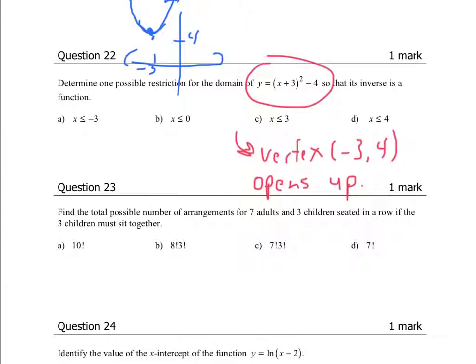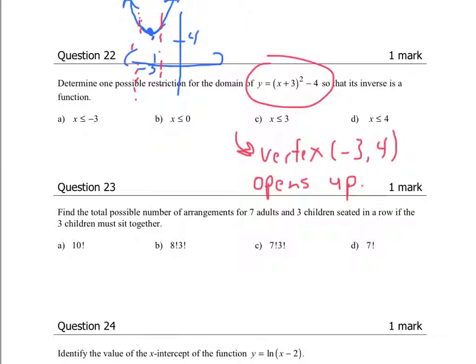So because this opens up and we want the inverse to be a function, we want this particular graph to pass the horizontal line test. Obviously it passes the vertical line test because it is a function to start. A parabola is a function. But we want it to pass the horizontal line test so that its inverse is a function.